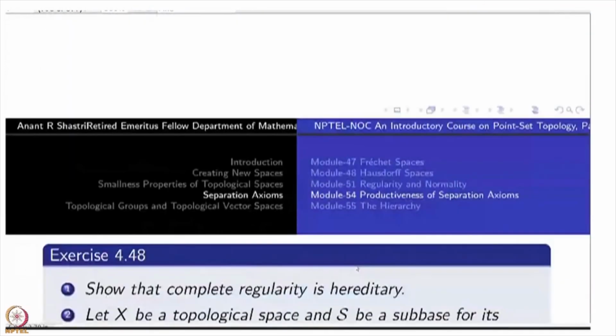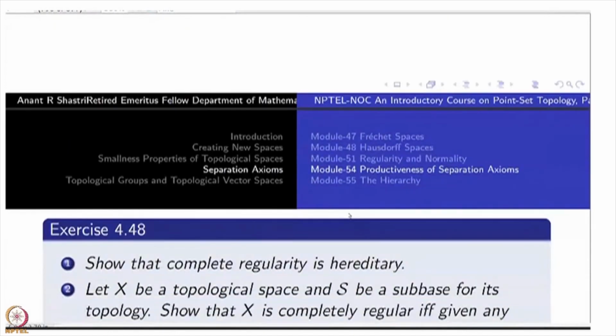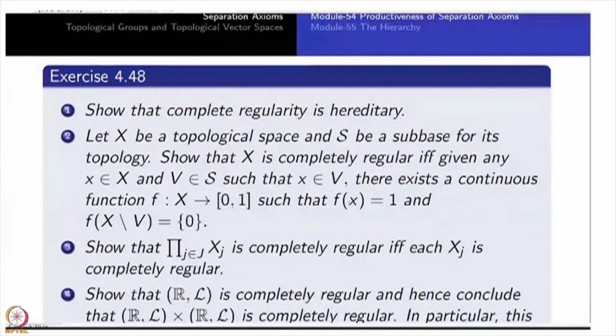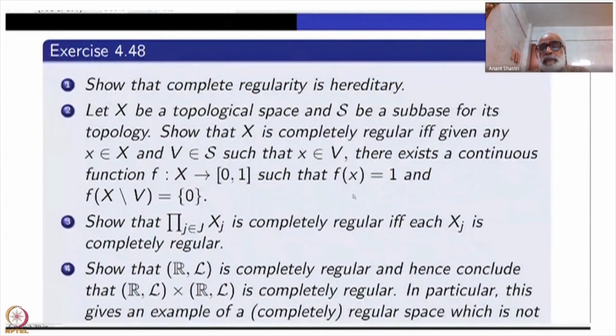Just the way we have defined that, it was not at all clear that such a thing happens. Here I have put a few exercises for you. Try them. They will help you get familiarity with the concepts here. Complete regularity is hereditary. So hereditariness goes for Hausdorffness, then regularity, complete regularity. Normality, it will fail. That's what you must know.